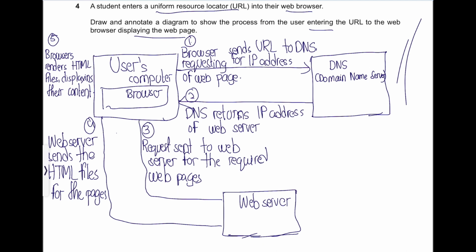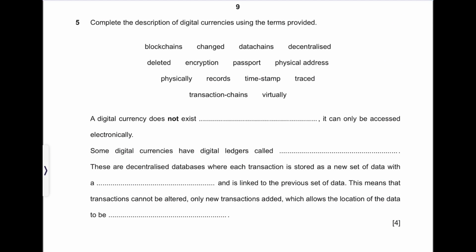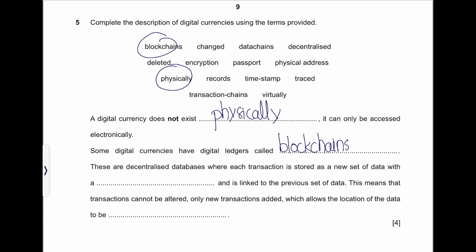All right. Then it says there are some digital currencies. So a digital currency does not exist physically. Yeah, so physically is a word here. It does not exist physically. It can only be accessed electronically. Some digital currencies have digital ledgers, which are called blockchains. I know this because in the textbook the word ledger is used for blockchains. So I've used blockchains as well.